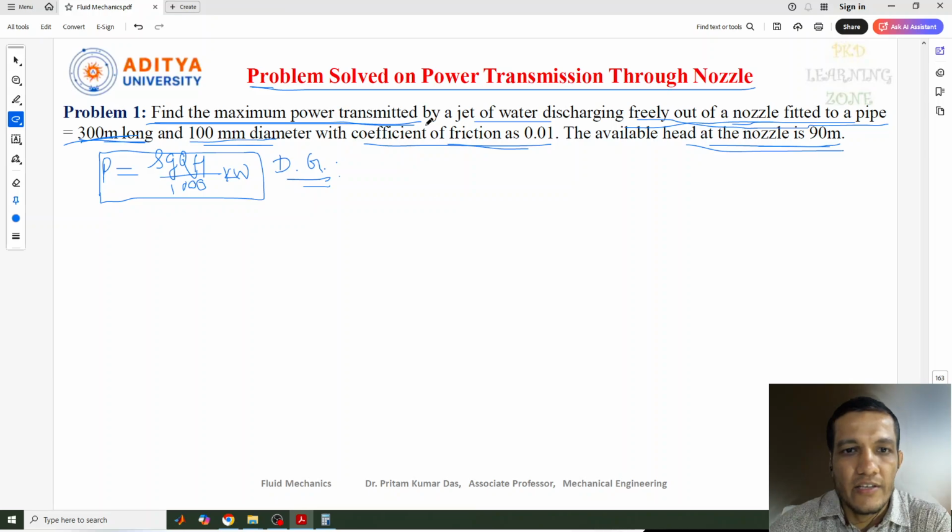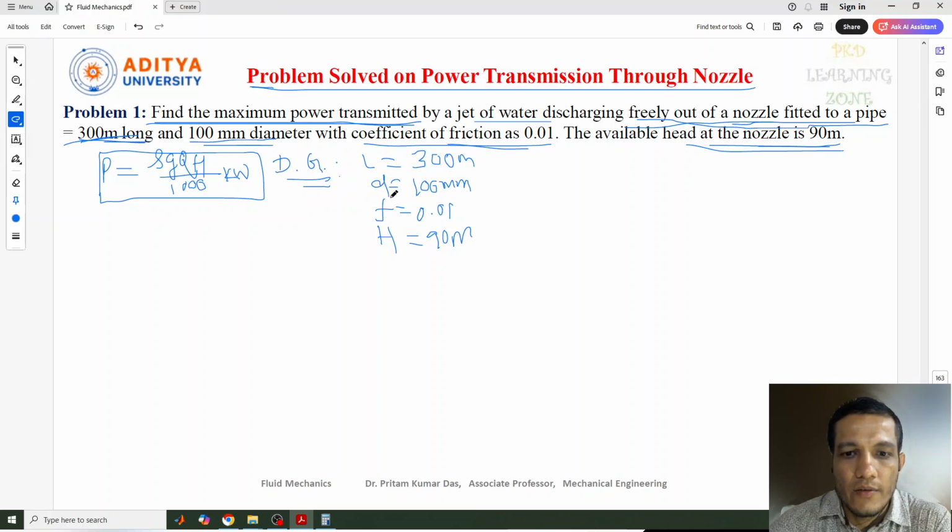The data given in this question: first, the length of the pipe is given, L equal to 300 meter, and the diameter of the pipe equal to 100 millimeter. From the diameter of the pipe, we can easily identify the area. The coefficient of friction is given as 0.01, and the head available at the nozzle, H, is 90 meter.